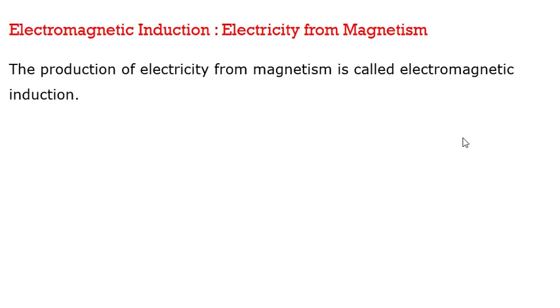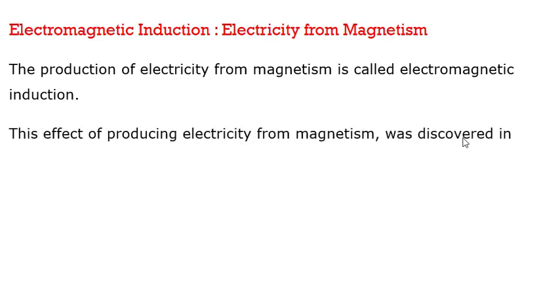Now in the previous topic we have seen that when there is flow of current in a conductor, then magnetism is created around that electric conductor. The reverse of this is also possible: when I change the magnetic field around a conductor, then electricity is produced in the conductor. This mechanism, that is production of electricity from magnetism or from change in magnetism, is called electromagnetic induction. This effect was discovered in 1831 by Faraday.